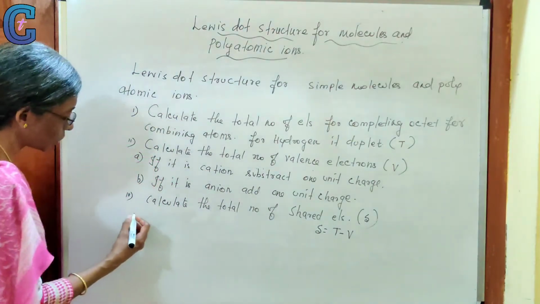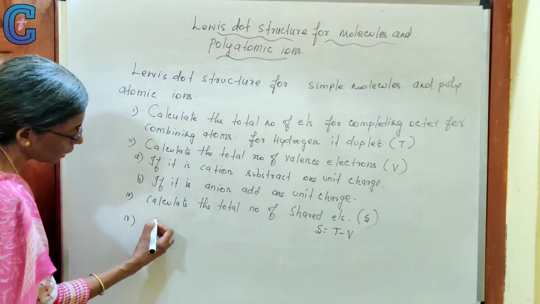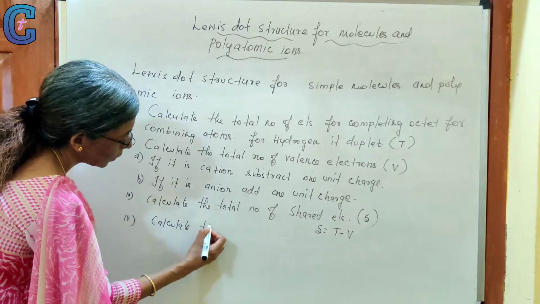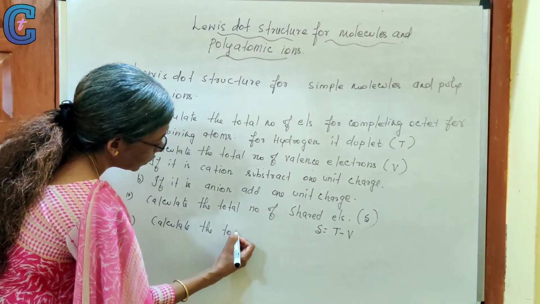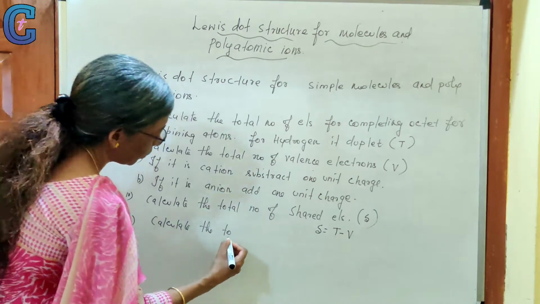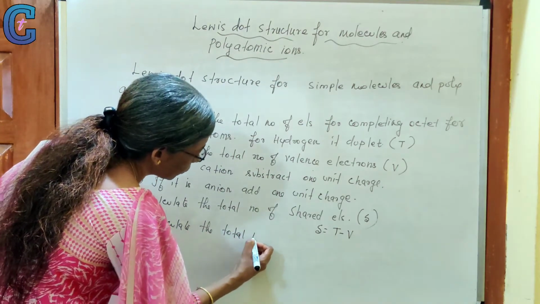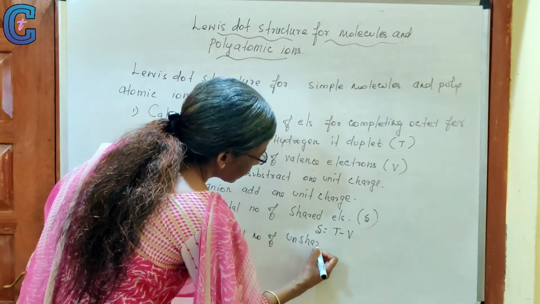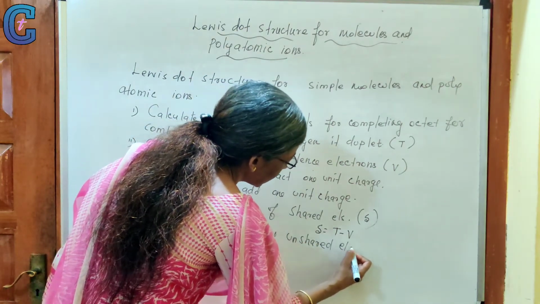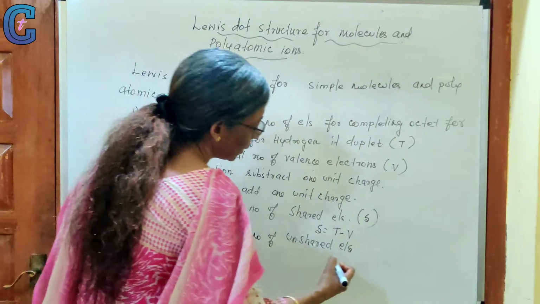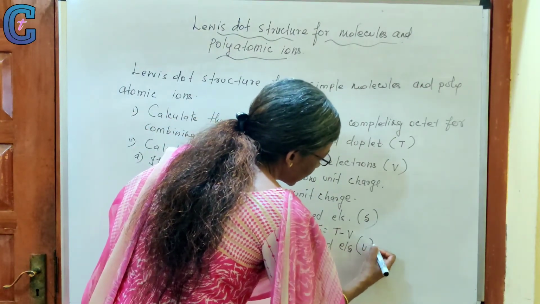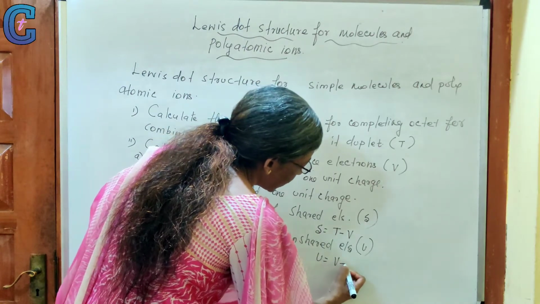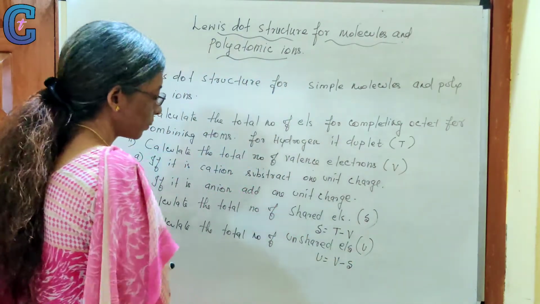Fourth one is to calculate the total number of unshared electrons. Unshared electrons we represent by U. U is equal to V minus S.